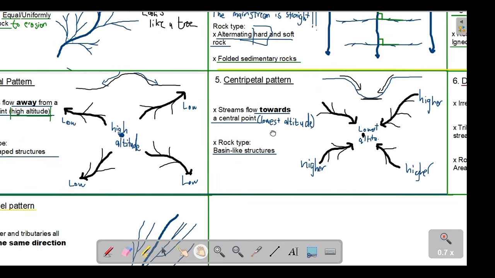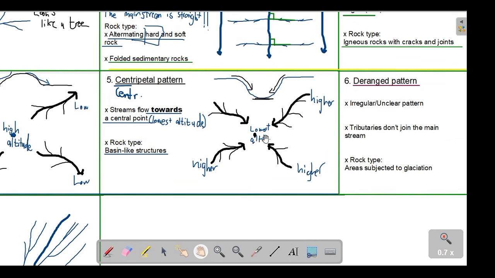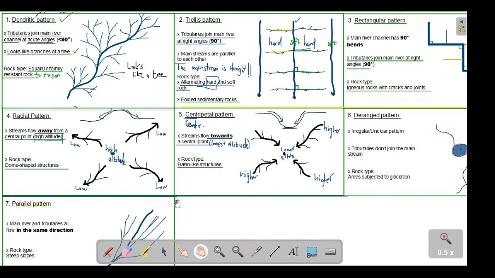Then the centripetal pattern, centripetal, to the center. They are moving towards the center, right? Towards the center is where there is the lowest altitude, and hence streams are flowing from relatively higher altitudes towards the center, which is at lower altitude. Once again, guys, be able to differentiate between these similar patterns. In that way, you'll be able to remember them easily.